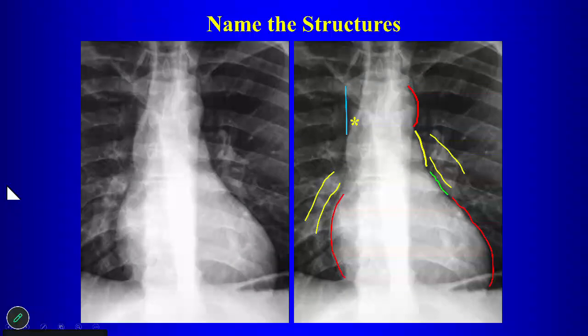So starting with the border-forming mediastinal structures. So everybody together, what is this? I can't hear you. SVC. Over here we have right atrium. What is this guy? Right interlobar pulmonary artery. Right, that goes down to the lower lobe.